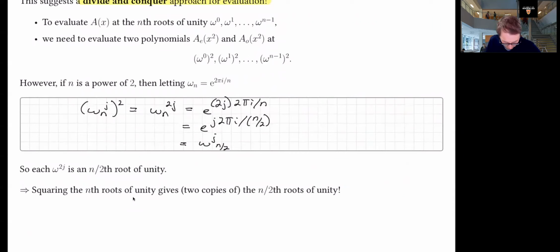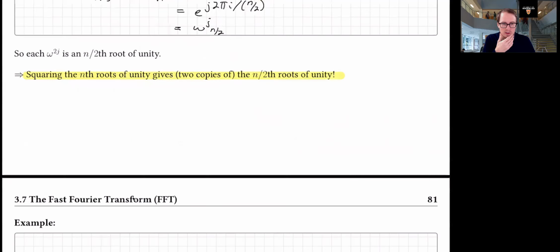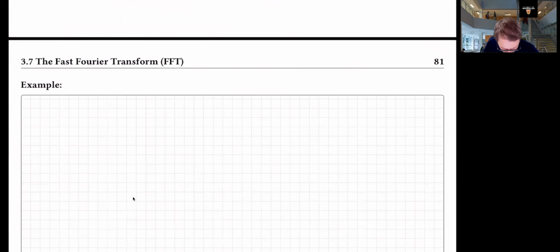This might be a little bit confusing, but squaring the nth roots of unity gives us 2 copies of the n over 2th roots of unity. Maybe I can show you via an example that will make this a little bit clearer. So let's take the 8th roots of unity as an example. Let's take n equals 8.